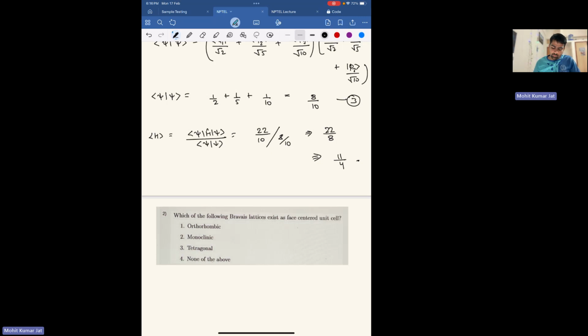Now coming to the second question, which is the following: Bravais lattice exist as a face-centered unit cell. Okay, so let's look at what does the face-centered unit cell mean first, and then what are the different these orthorhombic, monoclinic, and tetragonal. And I'll come to these one by one.